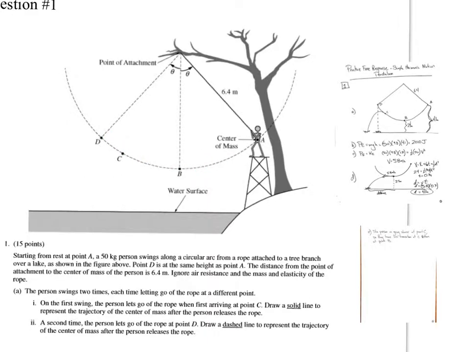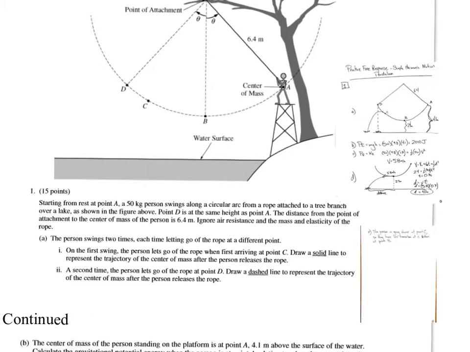Okay, so the question says, starting from rest at point A, a 50-kilogram person swings along a circular arc from a rope attached to a tree branch over a lake as shown in the figure. Point D is at the same height as point A, and 6.4 meters. So let's see, I wonder if we even use that. Ignore air resistance and elasticity of the rope.